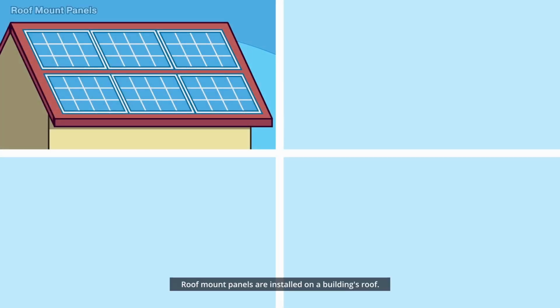Roof mount panels are installed on a building's roof. The condition of the roof is important. Poor roof conditions may add to the cost of the project. The roof shouldn't require replacement within the projected lifetime of the solar installation, which is about 25 years.